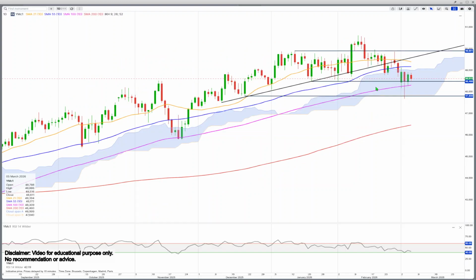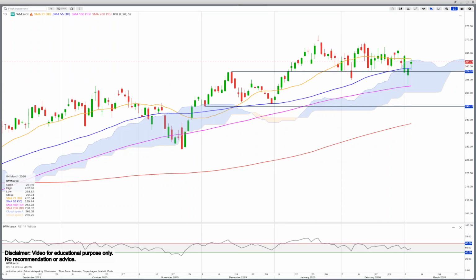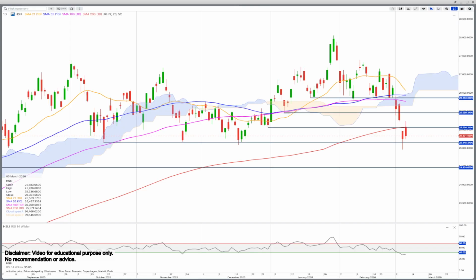The Dow Jones index, also sideways range trading. Short term, you see lower low, lower high, lower low, and bounced strongly from 47,800, which is a very key support level that should be observed. The small cap index really dipped again below the support, but managed to close back above, so also in a neutral position there. Moving on to the Asian market and Hang Seng.